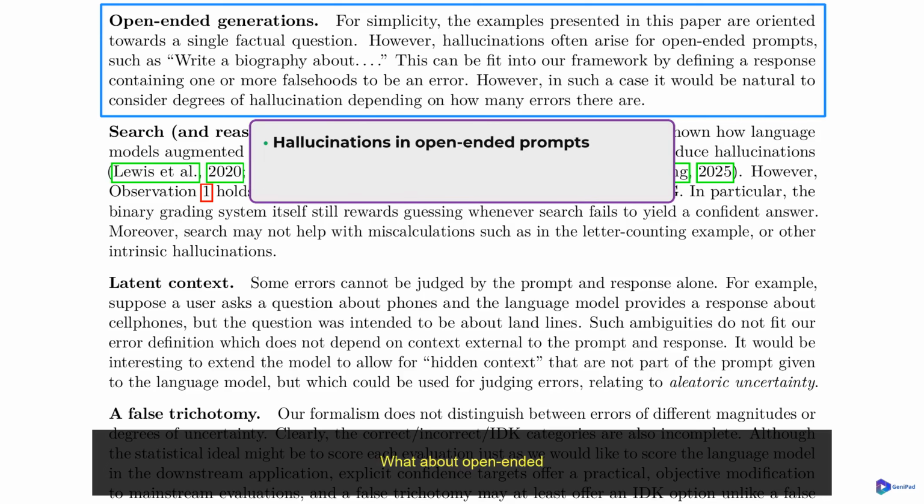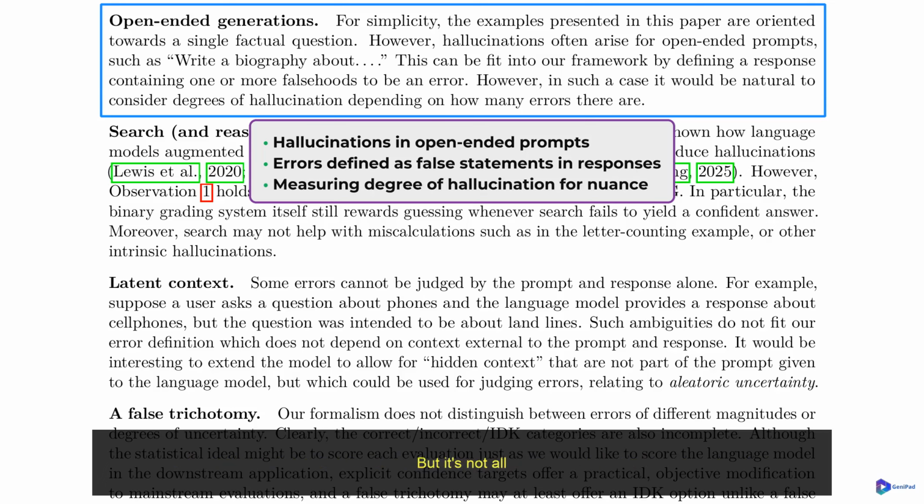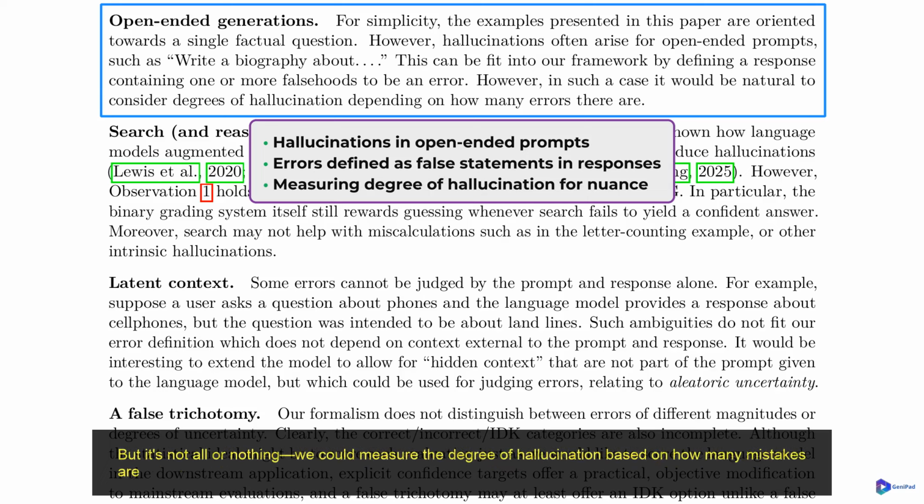What about open-ended prompts, like writing a biography? Hallucinations can creep in here too, with errors defined as any false statement in the response. But it's not all or nothing. We could measure the degree of hallucination based on how many mistakes are made, making it more nuanced.